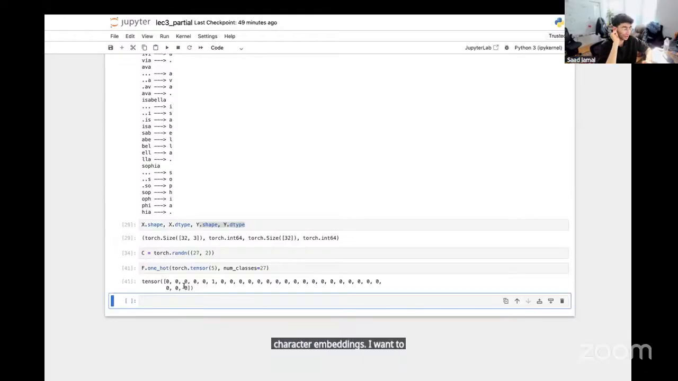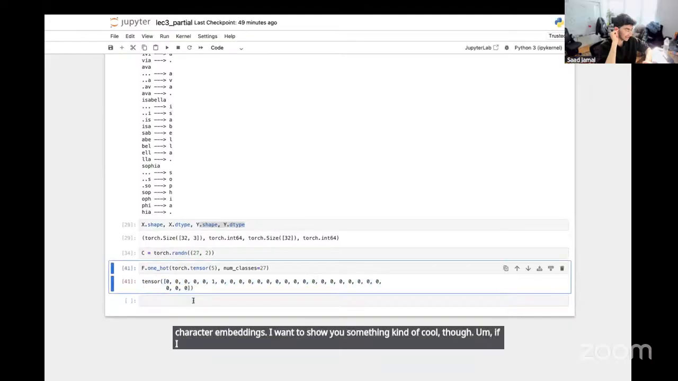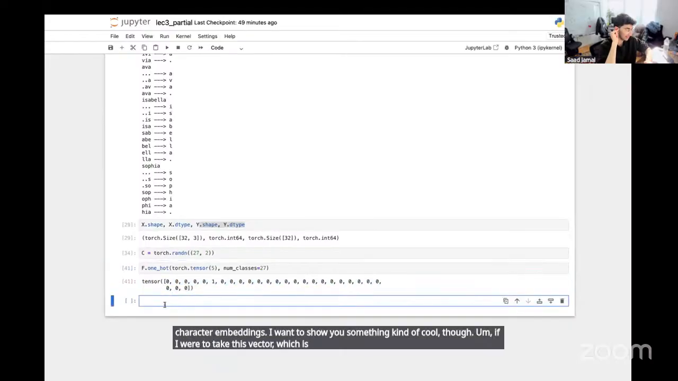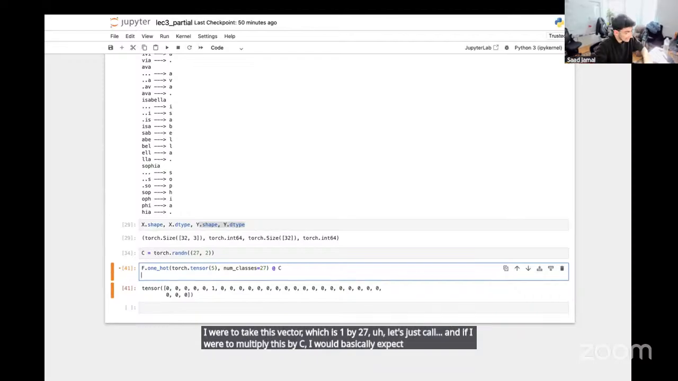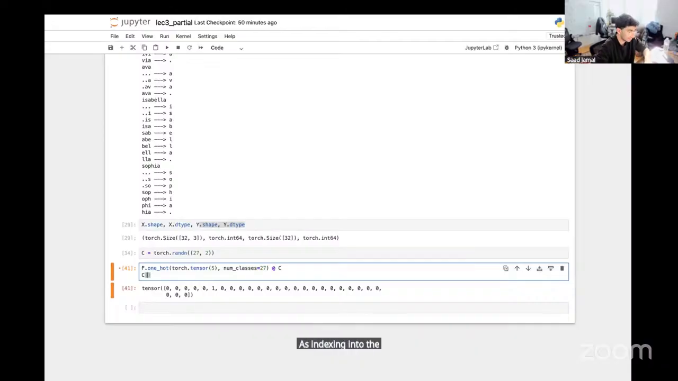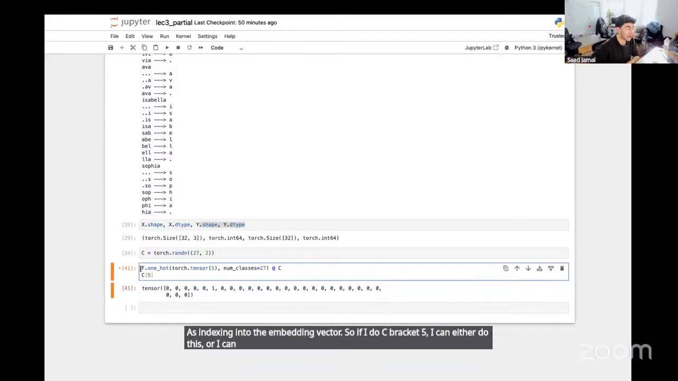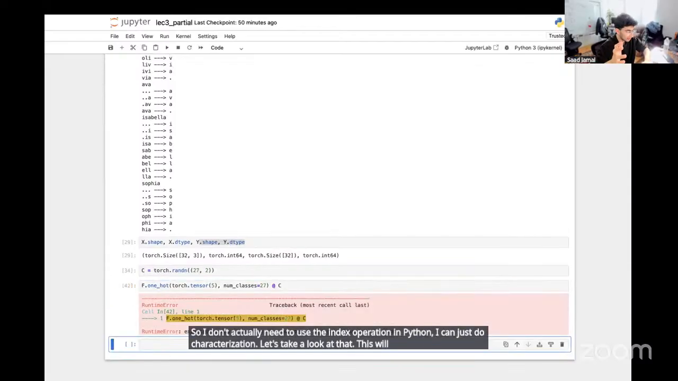I want to show you something kind of cool though. If I were to take this vector, which is 1 by 27, and multiply this by C, I would basically expect that this is the exact same thing as indexing into the embedding matrix. So if I do C bracket 5, I can either do this or I can multiply my one-hot encoding by the character embedding matrix. So I don't actually need to use the index operation in Python. Let's take a look at that. Oh, it'll fail.